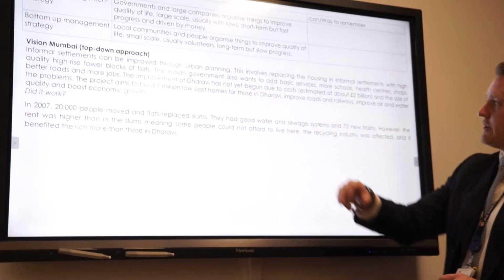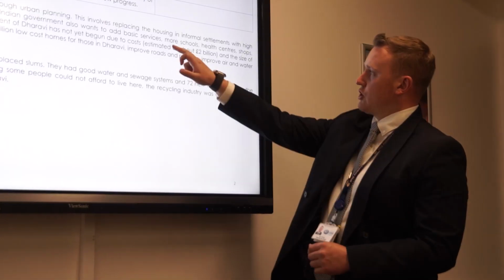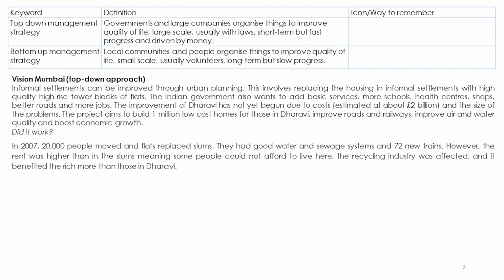The improvement of Dharavi has not yet begun due to costs, and the costs here are estimated at about 2 billion and the size of the problems. The project aims to build 1 million low-cost homes for those in Dharavi, improve road and railway, so really building that infrastructure, improve air and water quality and boost economic growth. In terms of has it worked, well, in 2007, 20,000 people moved and the flats replaced parts of those slums, parts of those informal settlements.